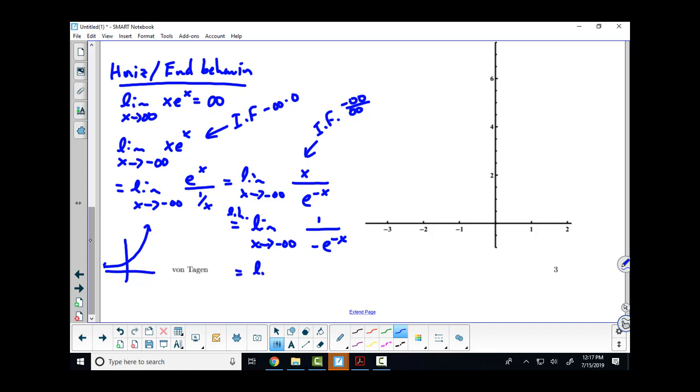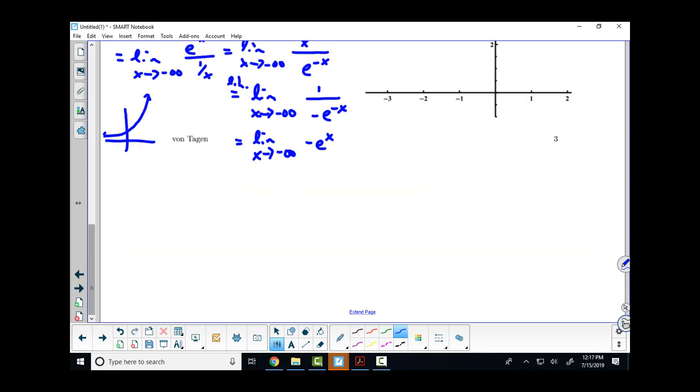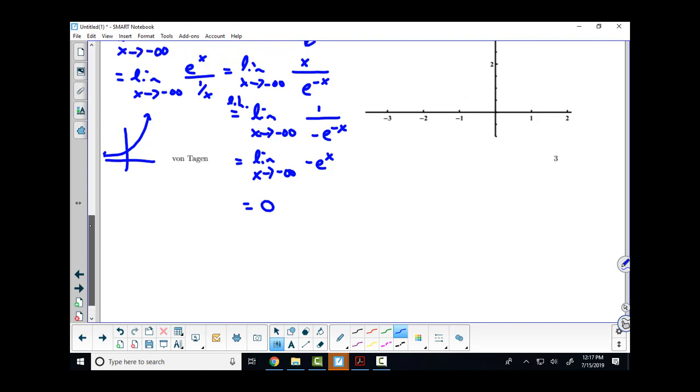Which is equal to the limit, if you can't evaluate that off the top of your head, no worries. The limit as x approaches negative infinity of minus e to the x when I bring everything back up above the line. And what is that limit? What do you say, Darcy? It's 0. Okay.